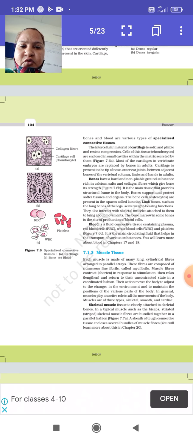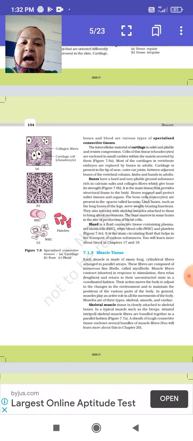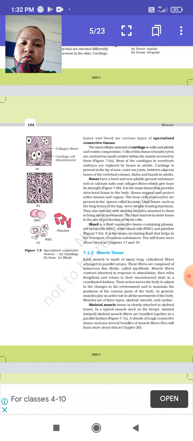बोन्स सपोर्ट एंड प्रोटेक्ट सॉफ्टर टिश्यूज, है ना. अच्छा, कार्टिलेज इज़ प्रेजेंट. आपकी कार्टिलेज कहाँ होती है, आपकी नोज़ की जो टिप होती है वहाँ, जो आपके आउटर ईयर जॉइंट्स हैं वहाँ पे होते हैं, और ये वर्टिब्रल कॉलम्स के वहाँ होते हैं, और जो हमारे लिम्ब्स होते हैं और जो हैंड्स होते हैं वहाँ पे भी कार्टिलेज प्रेजेंट होते हैं.